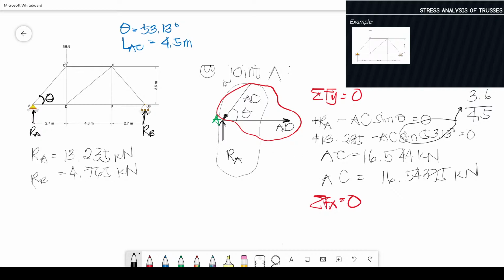So, we have the horizontal component of AC. So, that is to the left. To the left, that is negative AC cosine theta plus AD equals to 0. Since we have the value of AC, ipalsak na natin na substitution. Then, we also have the value of theta. So, that is 16.544 cosine theta plus AD equals to 0.